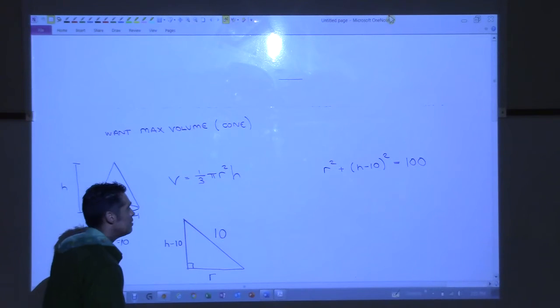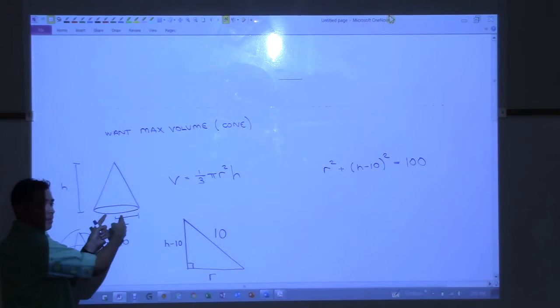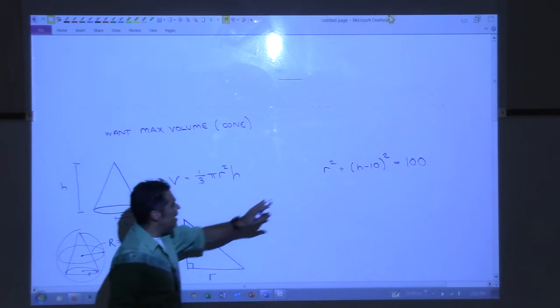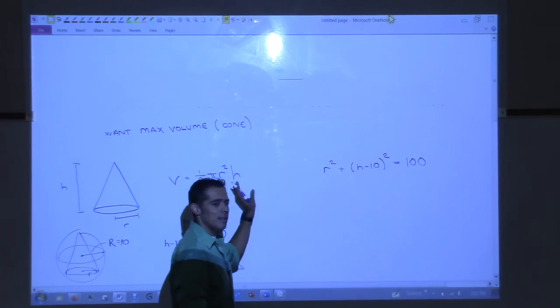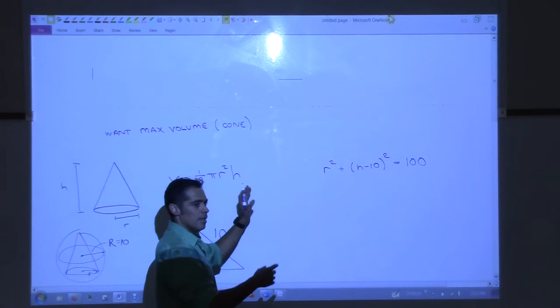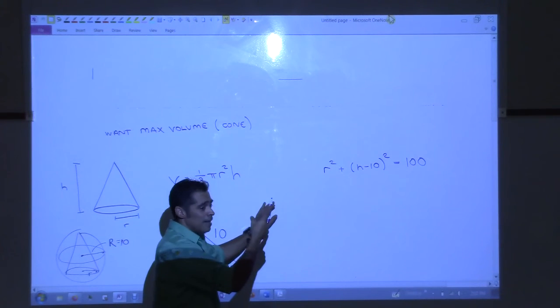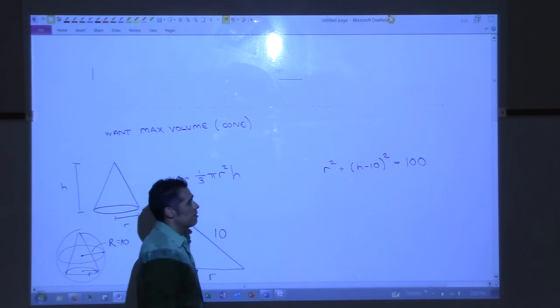So if you have a domain restriction on R that you're comfortable with, then solving this thing for H would be good, because then you could easily substitute in. Okay, that's a good argument for solving that thing for H. Who has a good argument for solving it for R?